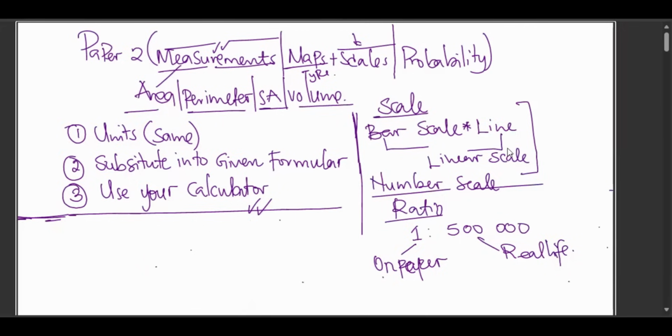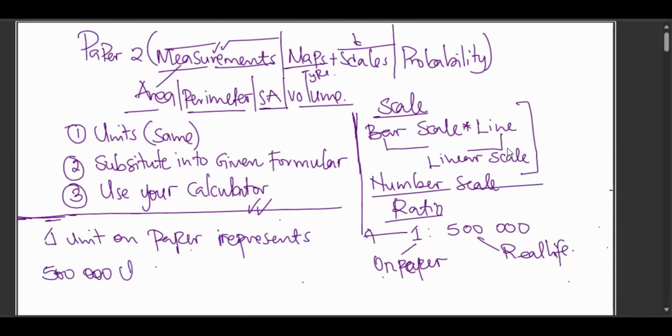Okay, the meaning of the scale, what did we say? We say 1 unit on paper represents, some people say represents, others say equals, 500,000 units in real life. That's the meaning of this scale of ours. By the way, also a bar scale turns into a number scale. We shall see what happens.